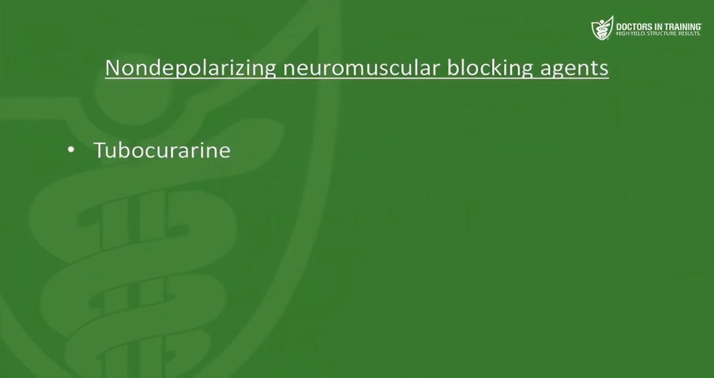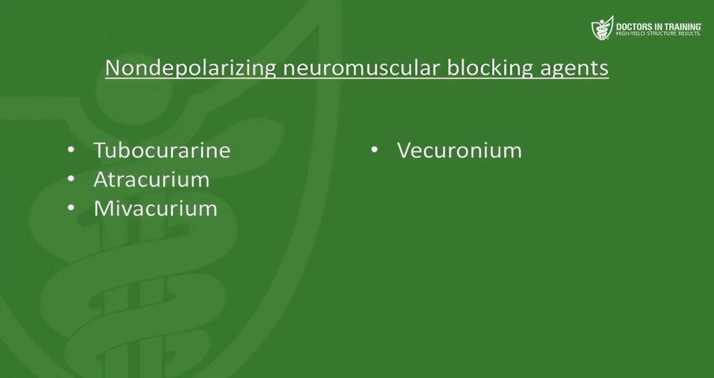So there's one called tubocurarine. Some actually have a suffix curium, which includes the drugs like atracurium and mivacurium. And then there's another suffix, curonium, which include drugs like vecuronium, rocuronium, pancuronium. Now, each of these drugs is used at different times for different reasons, but be able to recognize the three suffixes, curarine, curium, and curonium.